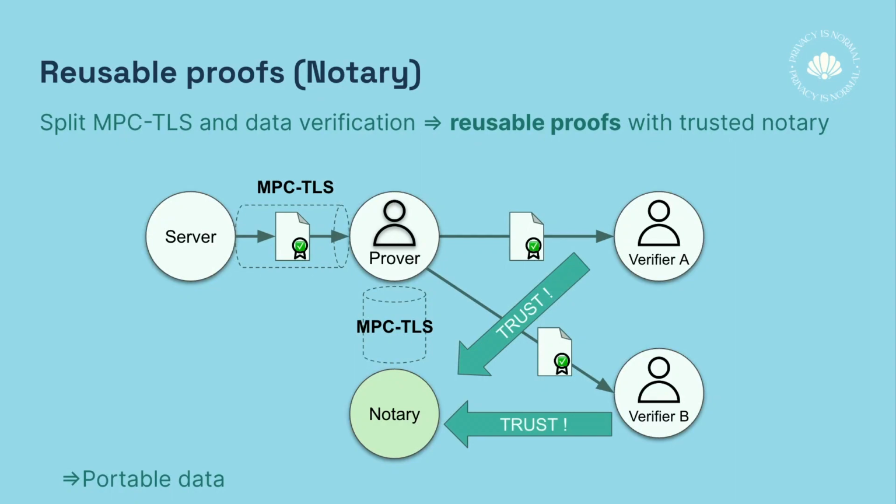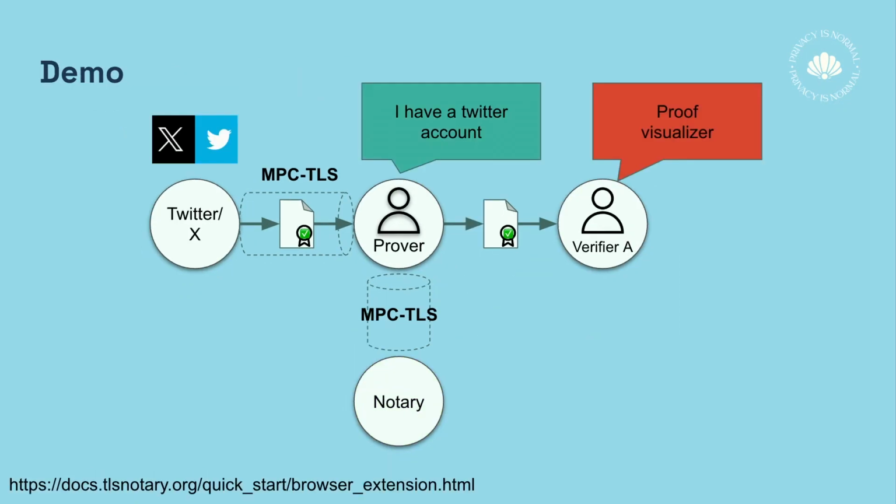And so this way you really get portable data that you can take anywhere, with the only side note that the one verifying the data has to trust that the notary did not collude with the prover and is truly neutral. So that's the extra trust that's required. And so for on-chain applications, you're more towards this setting.